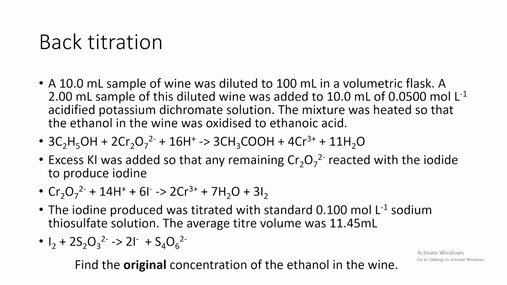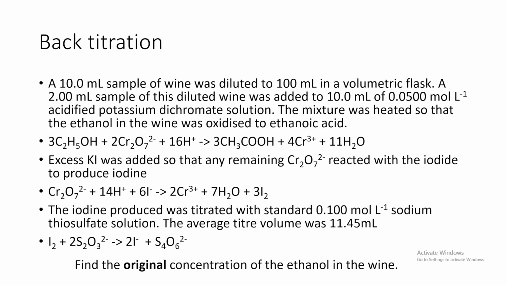A 10 milliliter sample of this wine was diluted to 100 milliliters in a volumetric flask. A 2 milliliter sample of this diluted wine was added to 10 milliliters of the 0.05 moles per liter acidified potassium dichromate solution. The mixture was heated so that the ethanol in the wine is oxidized to ethanoic acid. And there's the symbol equation.